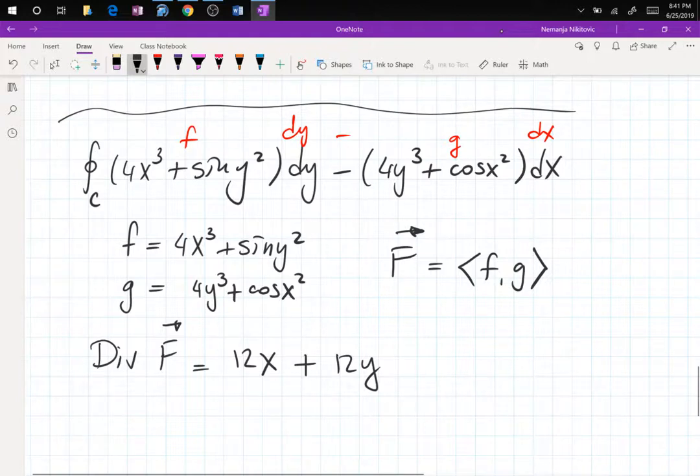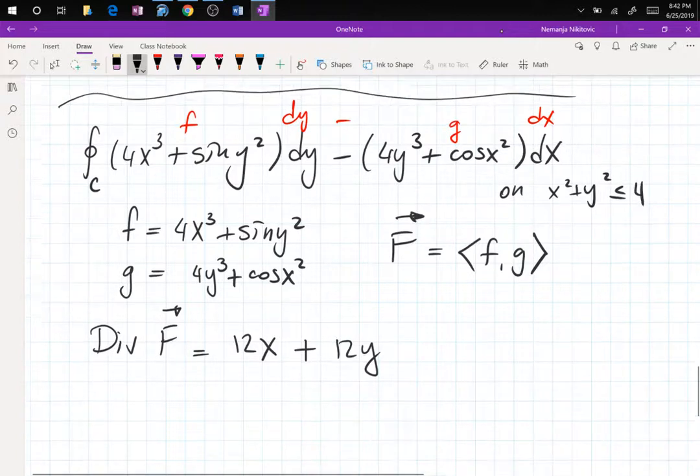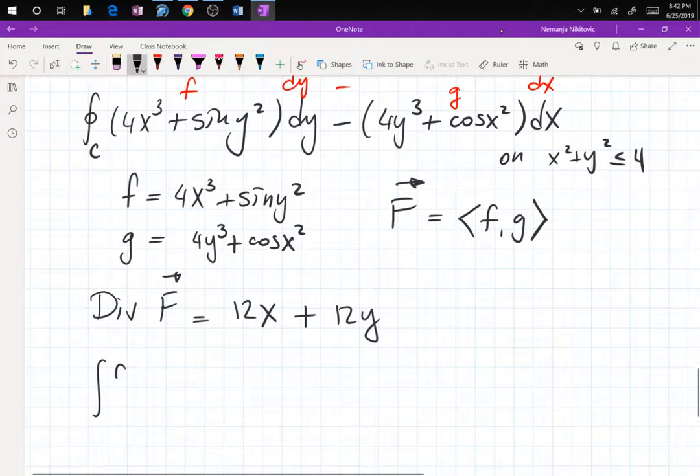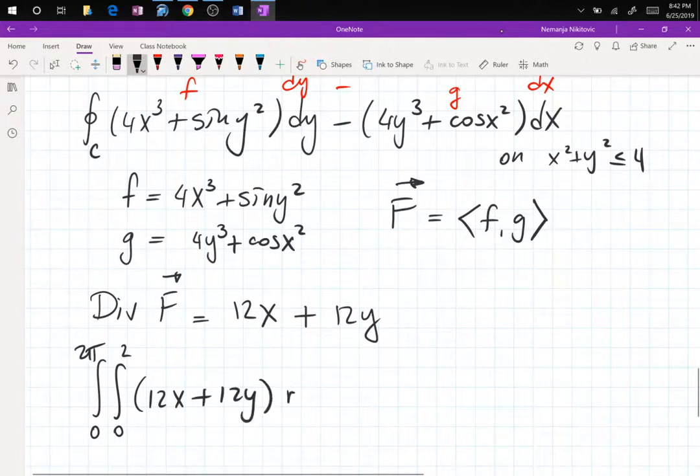Now we are on the disk of radius 2, so on x squared plus y squared less than or equal to 4. That means we are on the disk. Now if I want to calculate the double integral, I will use polar coordinates. The radius is 0 to 2. We want the full circle, so 0 to 2 pi. 12x plus 12y r dr d theta.